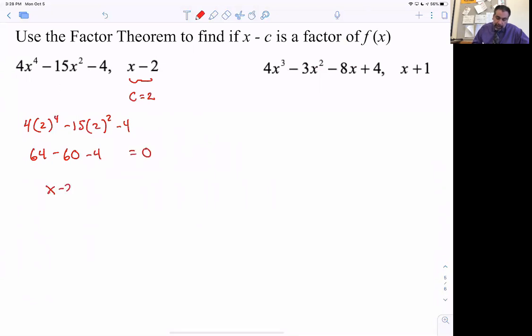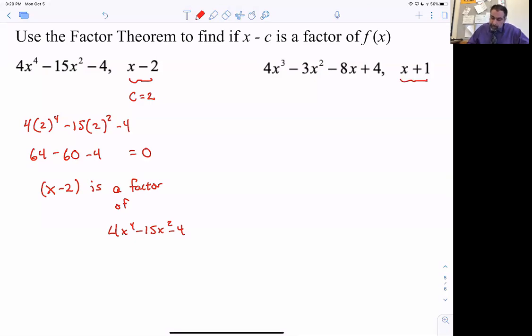So x minus 2 is a factor of 4x to the 4th minus 15x squared minus 4. We could then use long division or synthetic division to find our other factors. Let's test the next one.